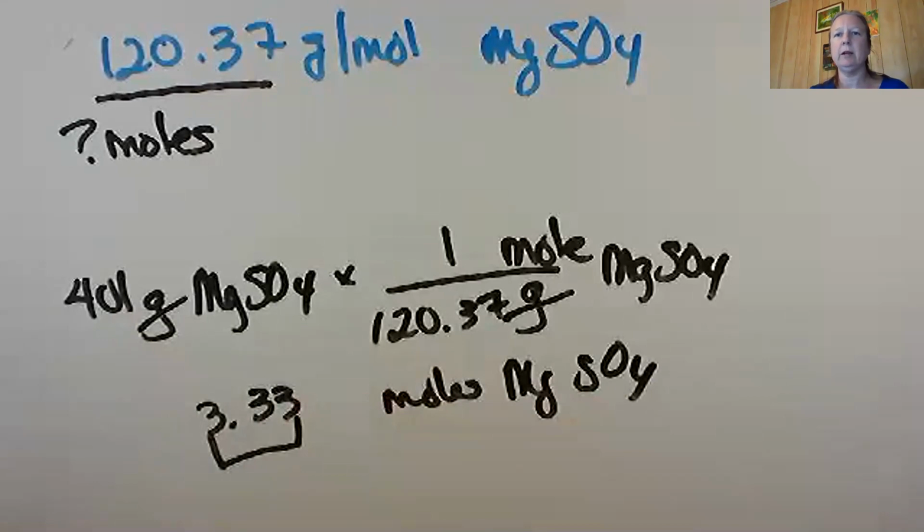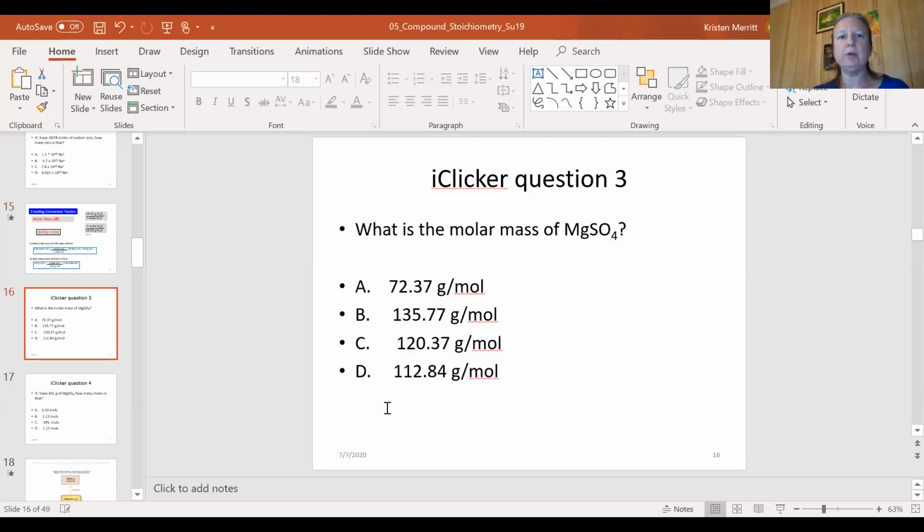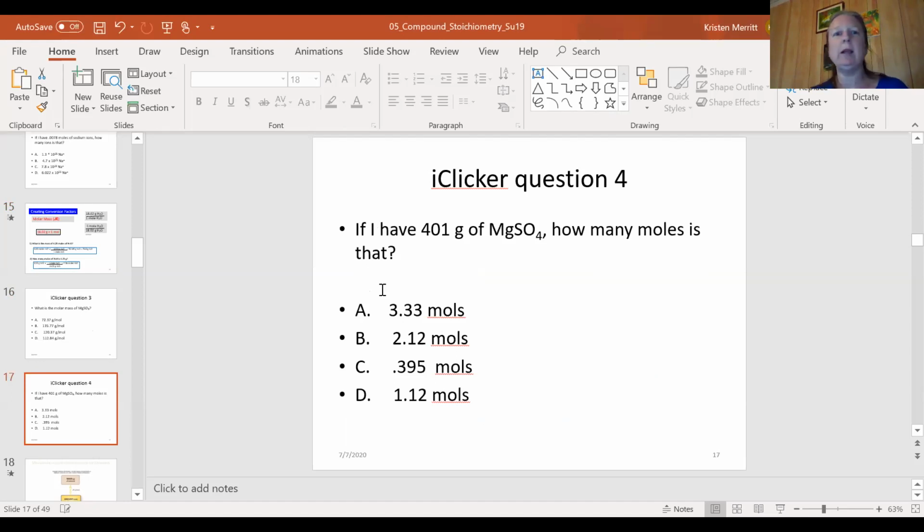Actually, we can go back to that now. So this one, the answer was C, 120.37. And then we just worked this one out, and it was A, 3.33 moles.